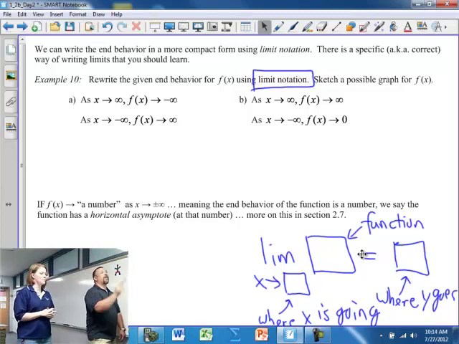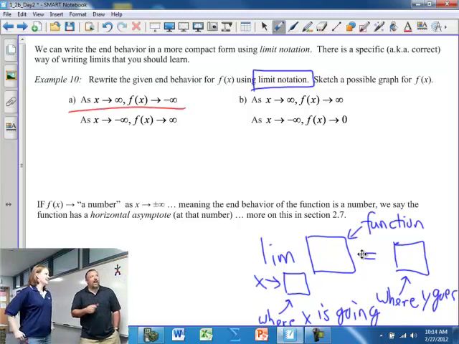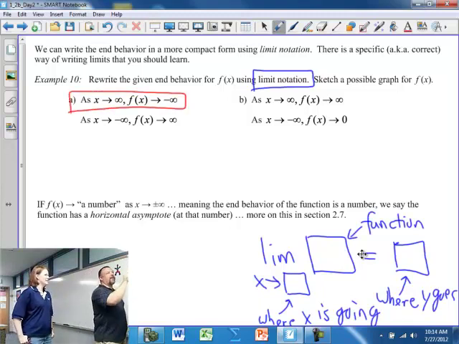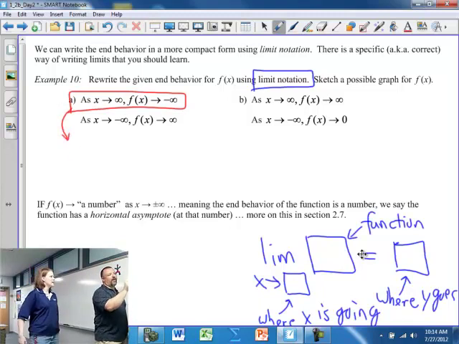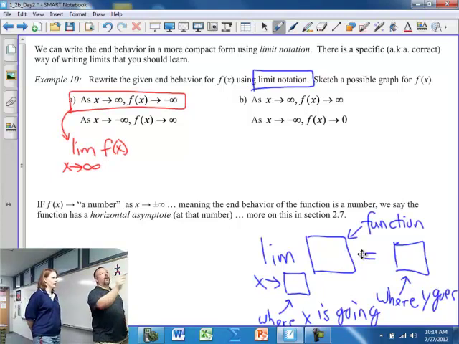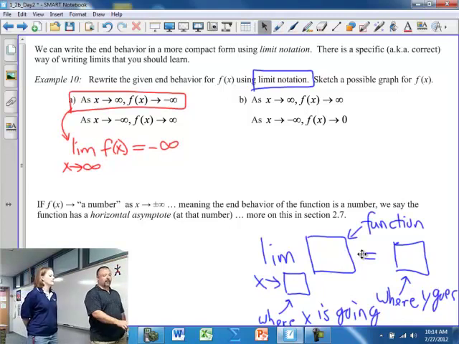So how do we do this? I'll do one, you do one. Let's take the first one. As x goes to infinity, f of x is going where? To negative infinity. We're going to take that statement and write it like this. The limit as x goes to infinity, or as x goes way to the right, of the function f of x equals, or where do the y values go? Negative infinity. That's a lot shorter and says exactly the same thing.